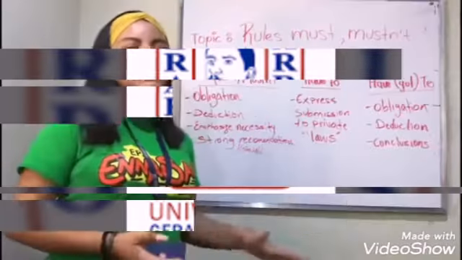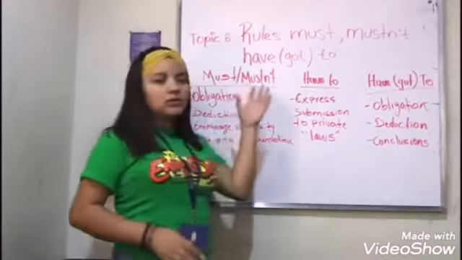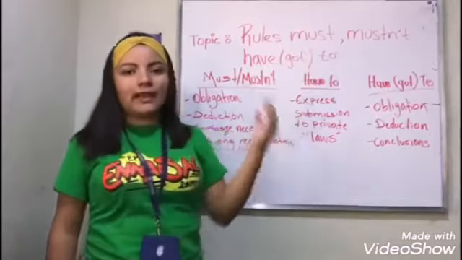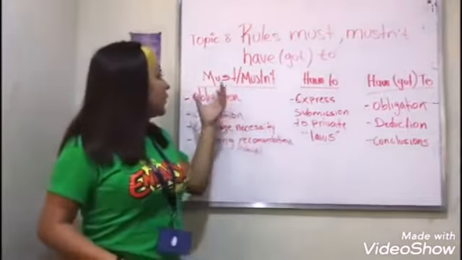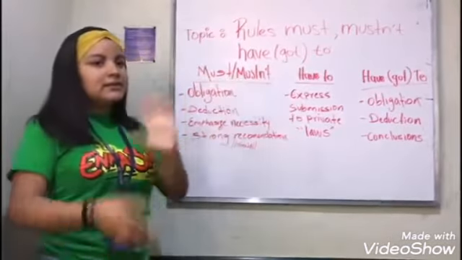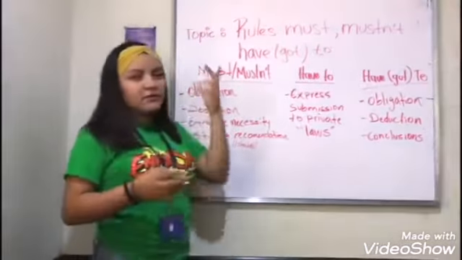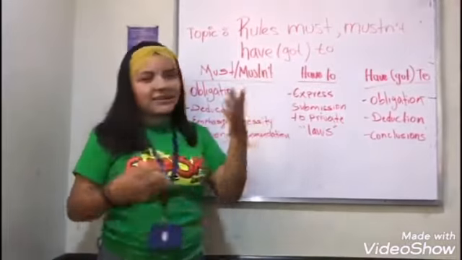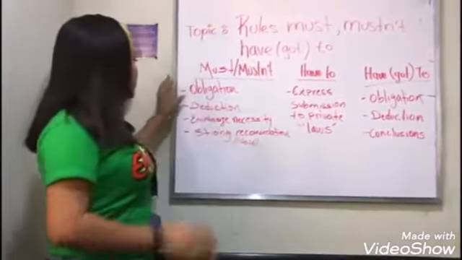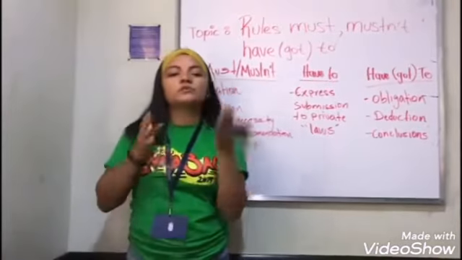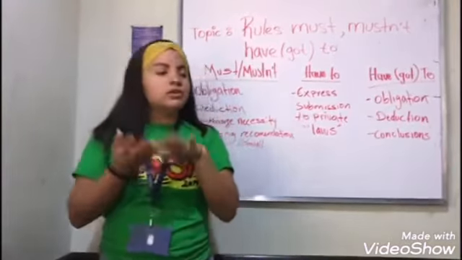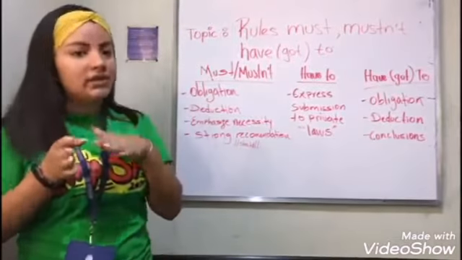Hi guys, we are going to talk about the rules must, mustn't, have to and have got to. So first, we have to know the use of must and mustn't. It's the same, just must is for positive and mustn't is for negative, but they have the same use. The first use is obligation, to express obligation or duty. This also refers to laws and regulations.